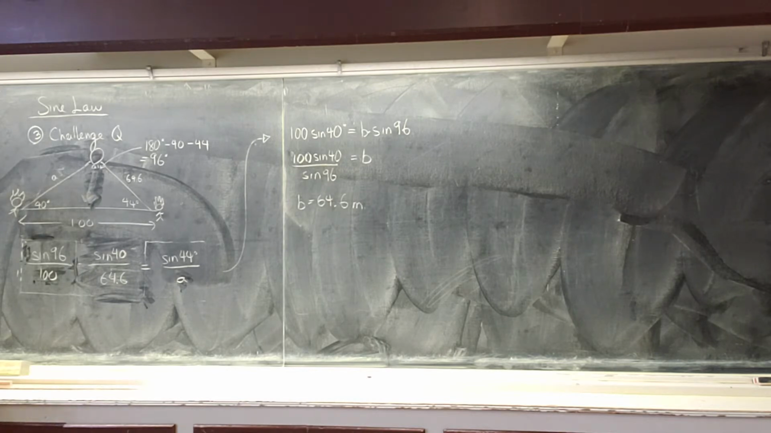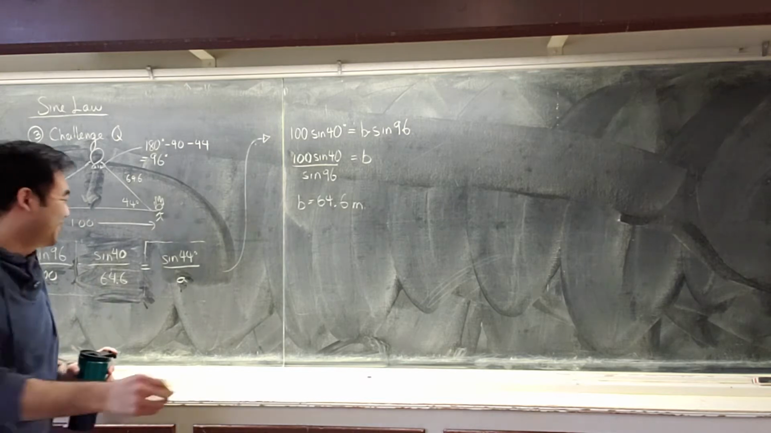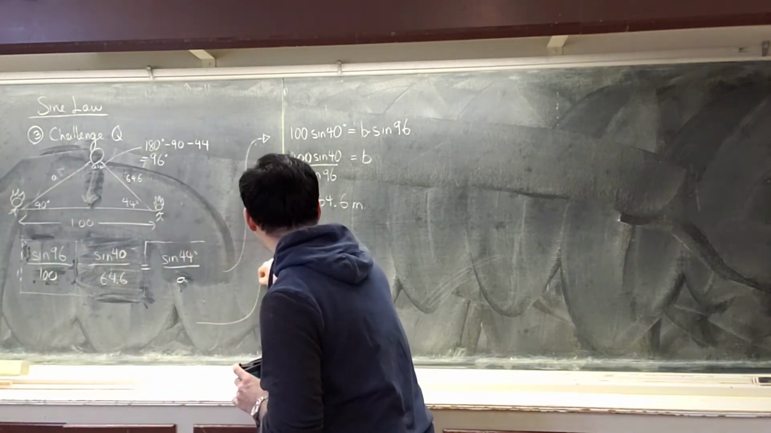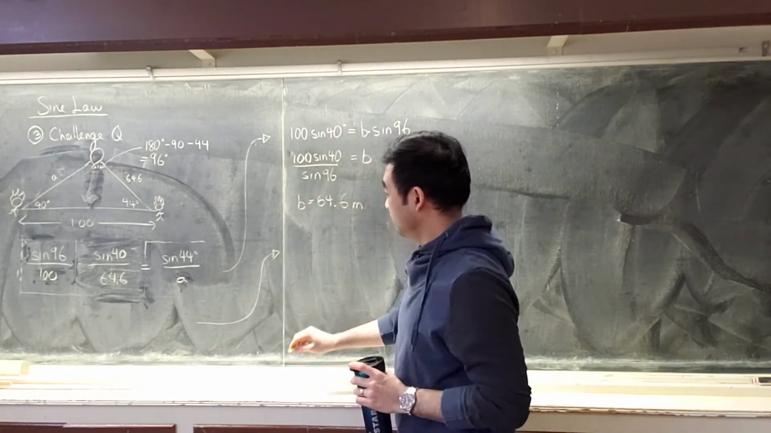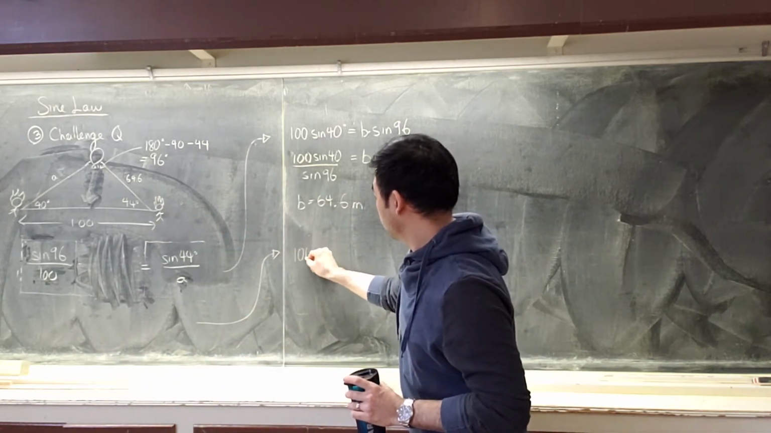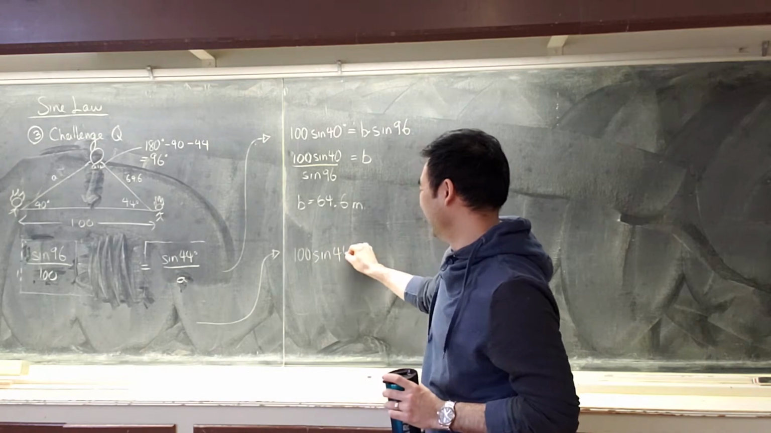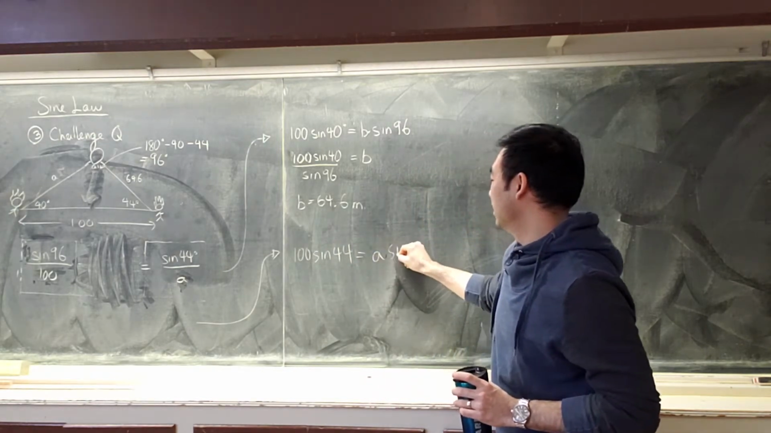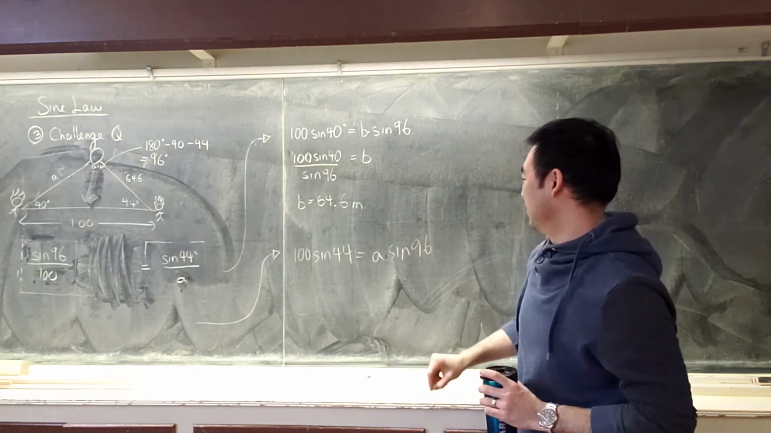They're all just the same. Do you want to use it? It's up to you. I'll just use the 100 again. Okay, so then it would be 100 sine 44 is equal to a sine 96. Yes.